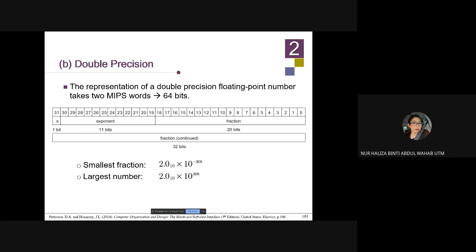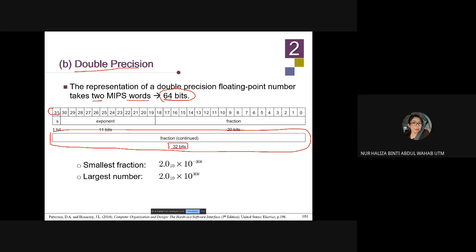Double precision, you have words of 2 words. How many bits do you have? This one is 32 bits for one, or single precision. For double precision, you have 32 bits, and then you have another 32 continuously. So you have the fraction, another 32 bits.